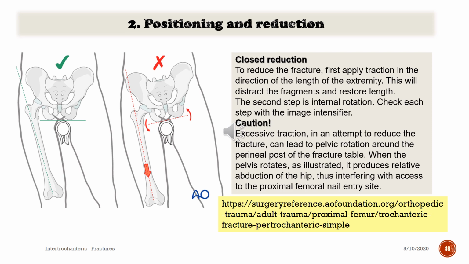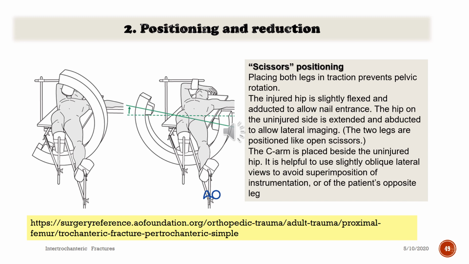Scissor positioning. Placing both legs in traction prevents pelvic rotation. The injured hip is slightly flexed and adducted to allow nail entrance. The hip on the uninjured side is extended and abducted to allow lateral imaging. Two legs are positioned like open scissors. The C-arm is placed beside the uninjured hip. It's helpful to use slightly oblique lateral views to avoid superimposition of the instrumentation or of the patient's opposite leg.